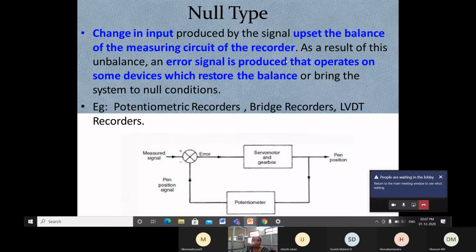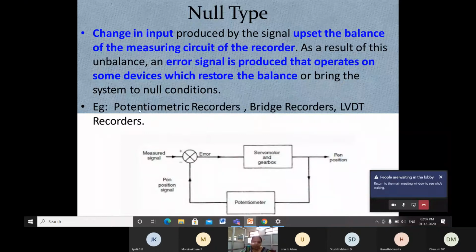An error signal is produced that operates some devices which restore the balance within the circuit. When a bridge is unbalanced, a self-balancing device will be there. Which device depends on what you use in your design. Based on that, the devices balance it themselves, bringing the system to the null indication, where it reads the 0 value. That's the null type indication.